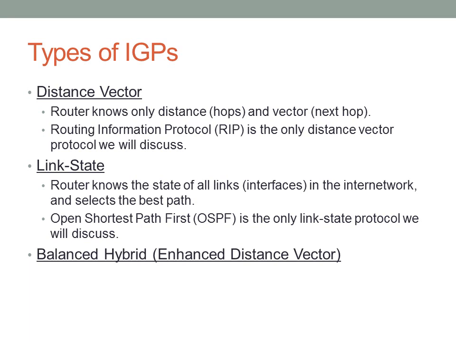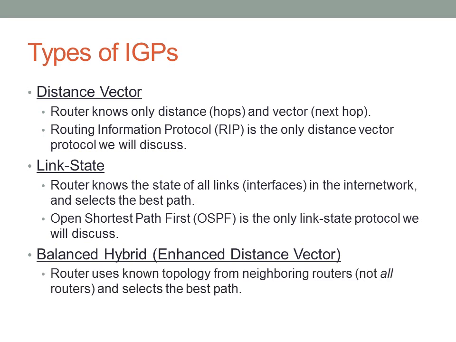And finally, we have a balanced hybrid, and I've called it enhanced distance vector, which is its probably truer name. And the idea here is that the router uses known topology from the neighbors, not all routers, and then picks the best path based on its neighboring router only. And so the neighbor is going to summarize everything past it, and this router will summarize to its neighbors in the same fashion. Now, EIGRP is going to be the one that we talk about that's an enhanced distance vector.